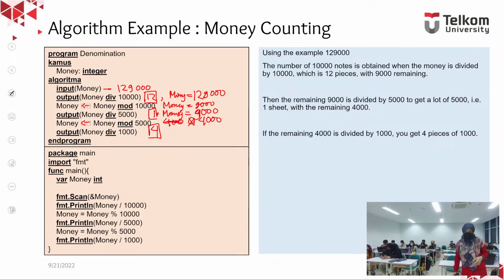Okay, first about the algorithmic notation. Do you have any questions? Yes.